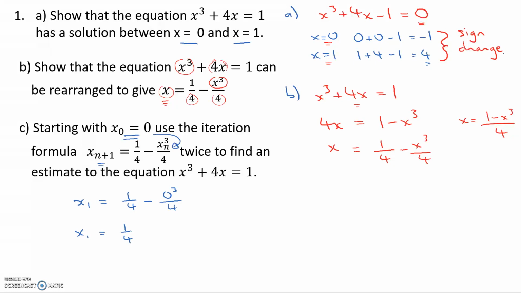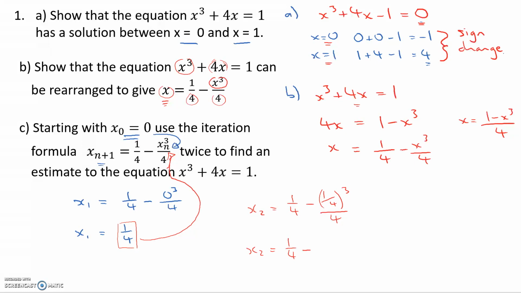So what are we going to do now? We're going to take our value for x1, which is a quarter, and we're going to substitute that back into here for my xn. That's going to give me x2 equals 1 quarter, subtract my new value 1 quarter cubed, so I've got to be careful, I've got 1 quarter cubed divided by 4, which is a bit messier. Okay, let's simplify that. We've got x2 equals 1 quarter, subtract a quarter cubed.